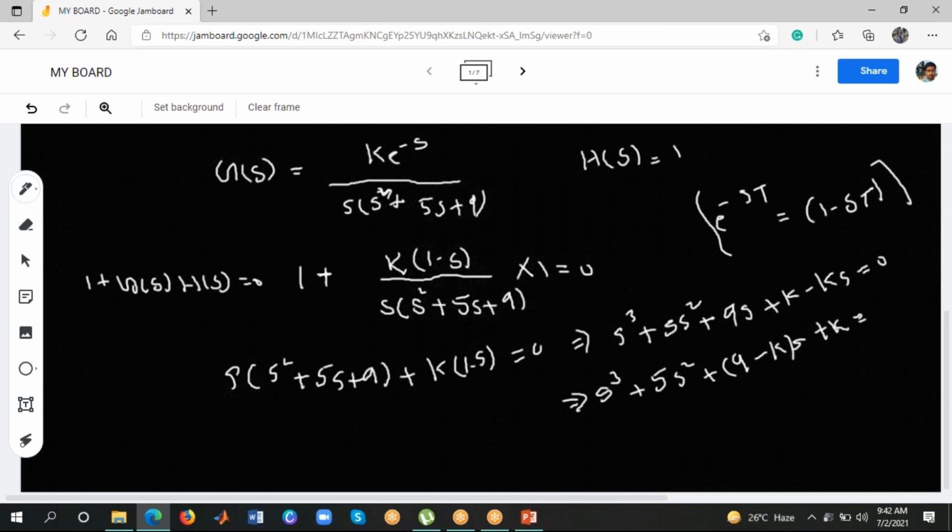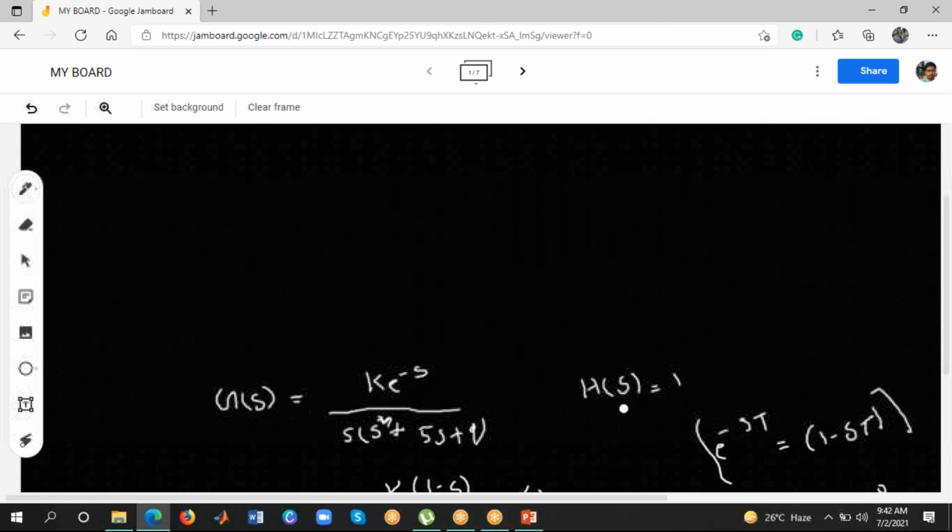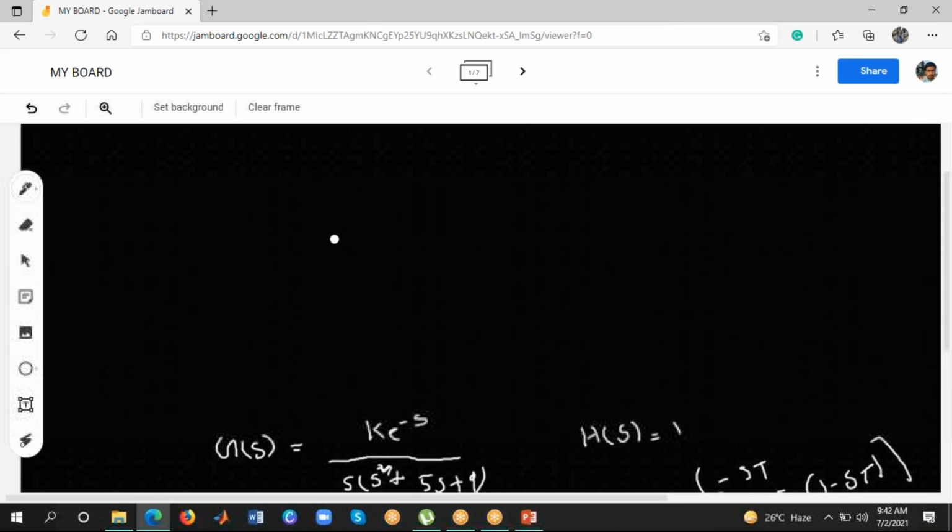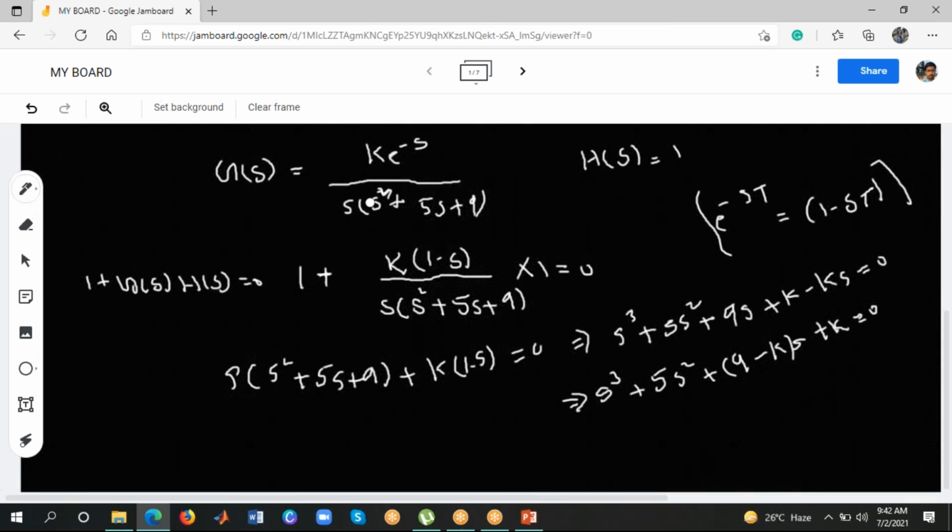Now construct the Routh array for this and find the value of k. What is the range of k here? So I'm going to write that s cubed plus 5s square plus 9 minus k s plus k equals to 0.